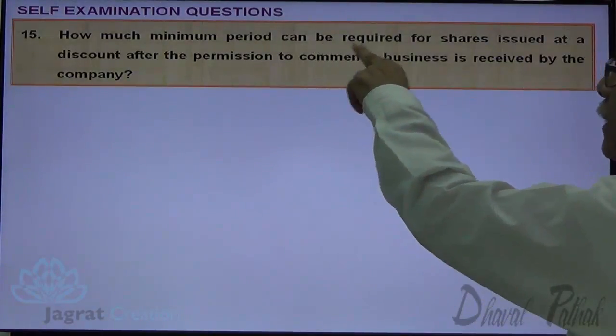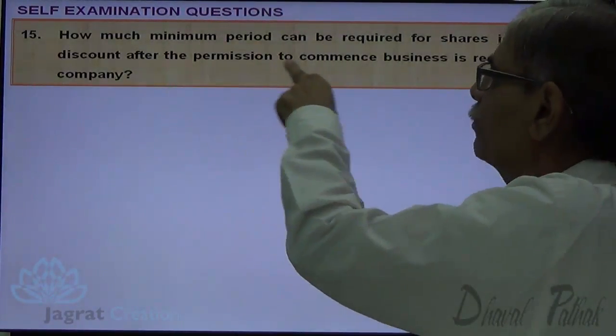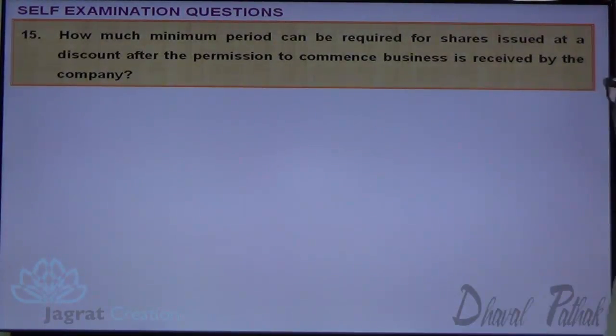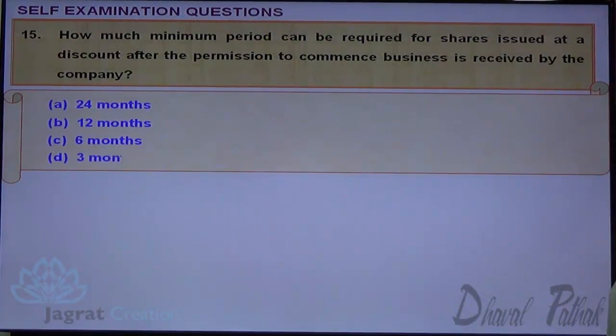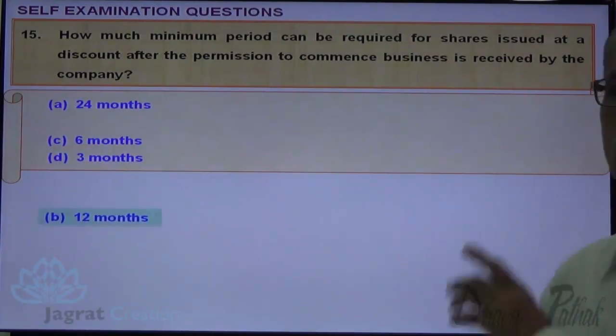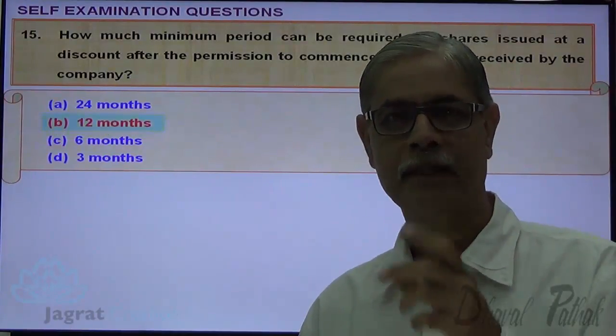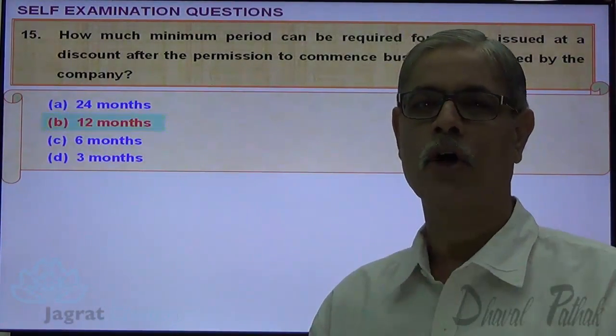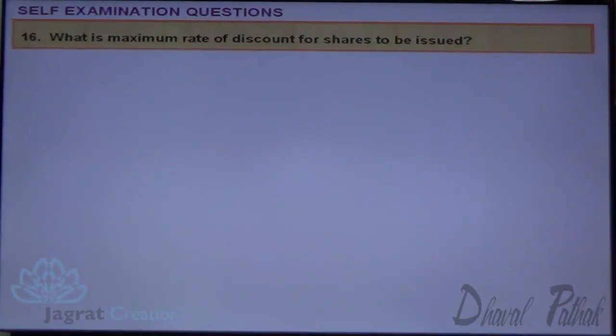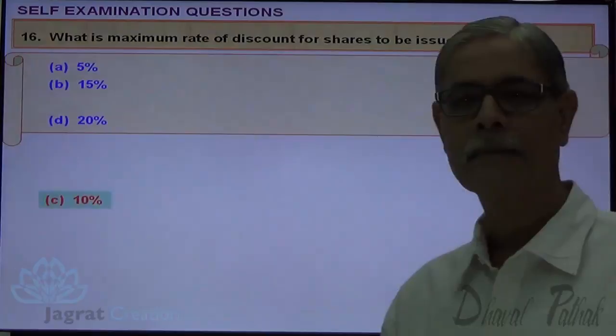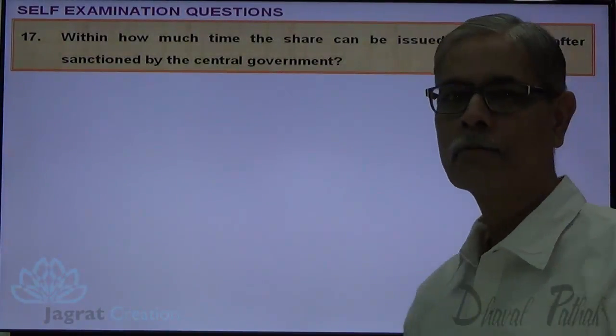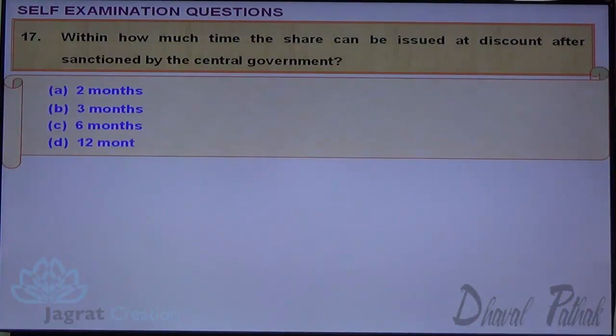How much minimum period is required for shares issued at a discount after the permission to commence a business is received by the company? Yes, what's the answer? 12 months. So after commencement certificate is obtained by the company, company can issue shares after 12 months therefrom. What is the maximum rate of discount for shares to be issued? 10%. This is the maximum rate of discount permitted. Within how much time can shares be issued at discount after sanction by the central government? 2 months.